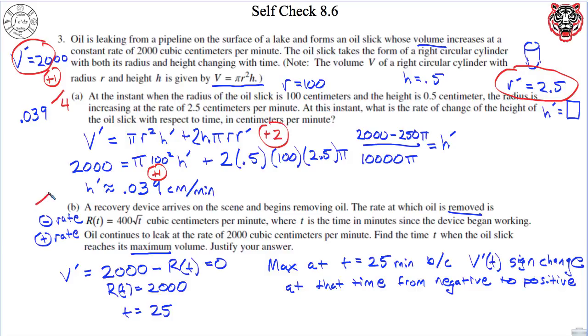For part B, there's 3 points. 1 point if you set R(t) equal to 0, so if you set this whole thing equal to 0, that's +1 to try to find the critical value. If you found your answer of 25, that's +1. And if you justify by saying V' changes sign, this function changes sign, that's another +1. You should say from negative to positive too. You need to say that. That's how you know that it's a maximum.